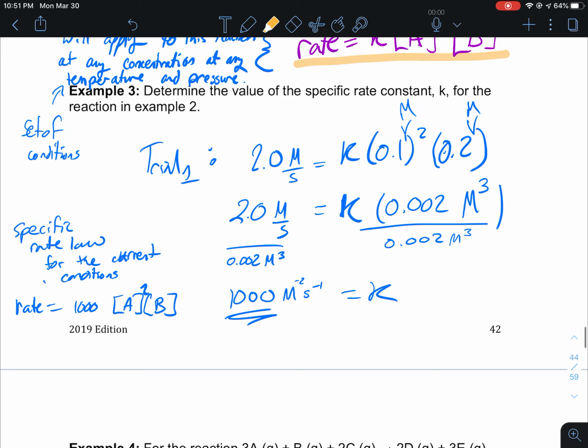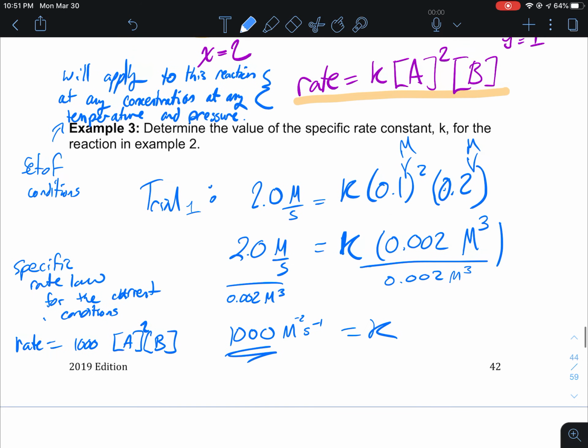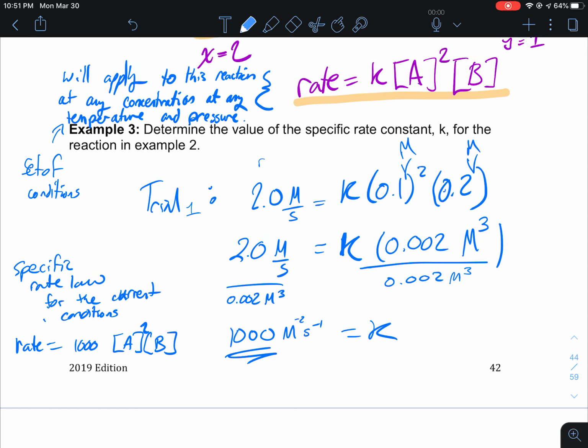This is the example of determining the specific rate constant. So what we did was we took a trial, whatever trial. This one we used trial 1 in the video, in the previous version of this video. And we just punched in the value for rate, right? So this is the rate, this is the value of A, this is the value of B, raised to the appropriate powers, multiplied out, divided out, and we ended up with our overall rate constant.